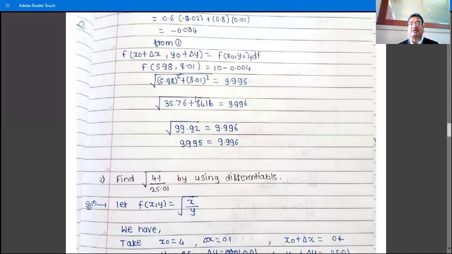Don't do this calculation on the left side. This is the final answer, that is 9.996. Okay. So don't do this calculation. Directly write this answer. This is the final answer.